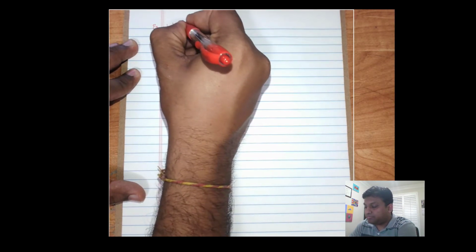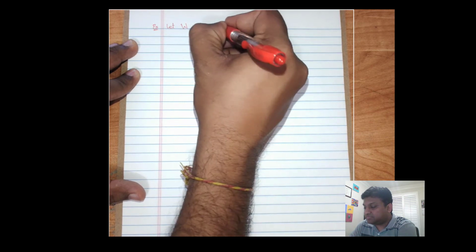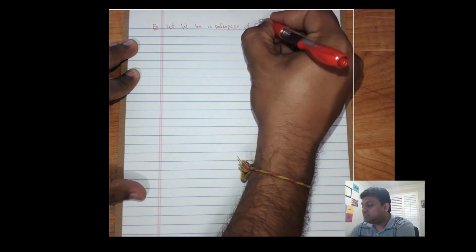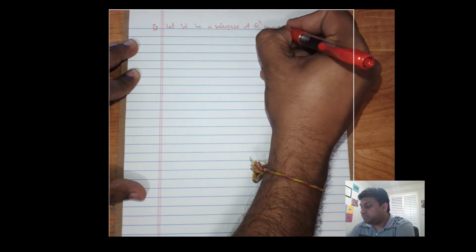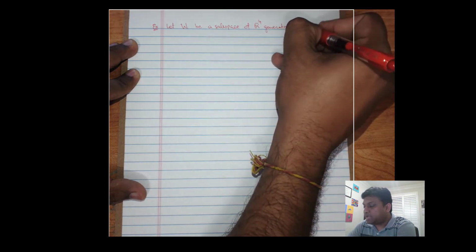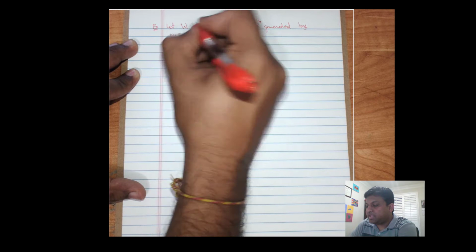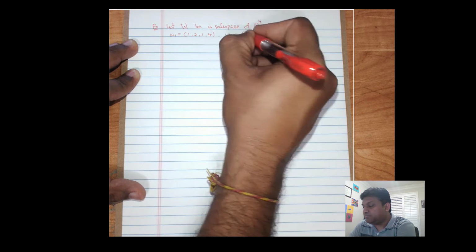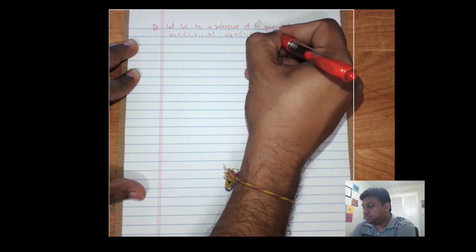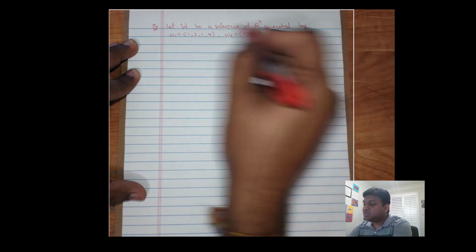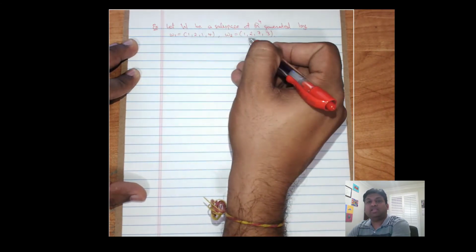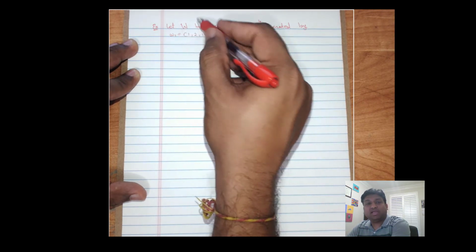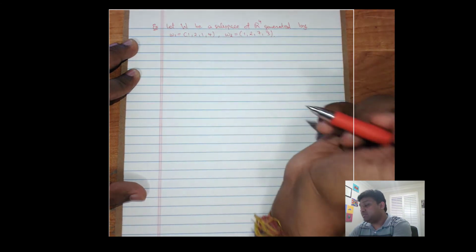Let W be a subspace of R4 generated by these two basis vectors, W1 equal to 1 2 1 4 and W2 equal to, let's say, 1 2 7 3. Suppose W is a subspace generated by these two vectors, meaning these two vectors are the basis for subspace W. Every vector in W can be expressed as a linear combination of these two.